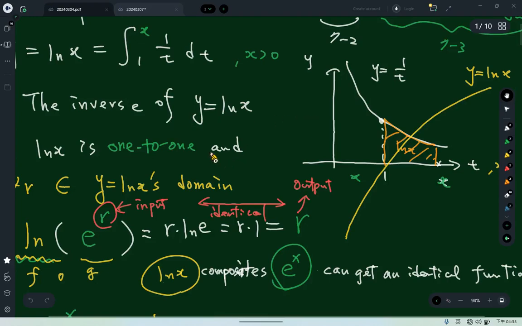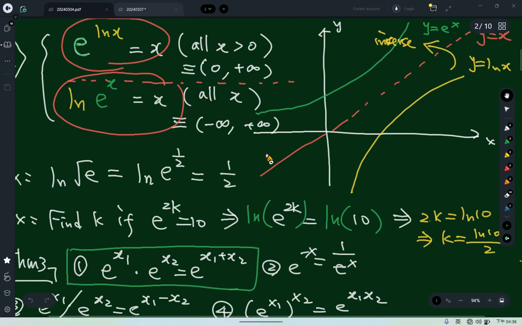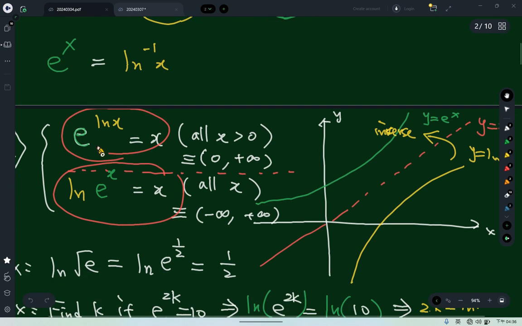The exponential function is the inverse of the ln x function. Okay, so please keep this in your mind, even though maybe you don't have time to study the reason. At least you should keep in mind that the exponential function actually is the ln function's inverse function.